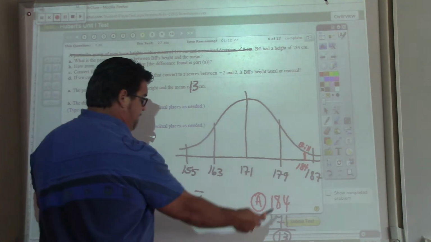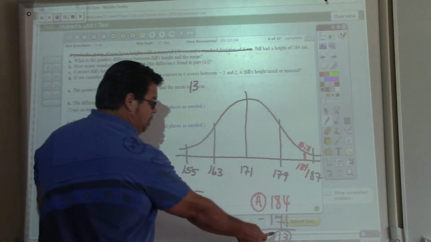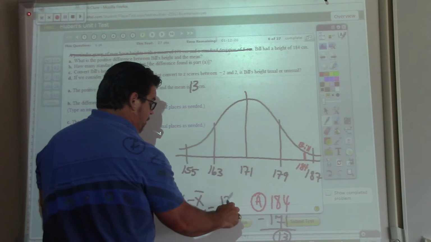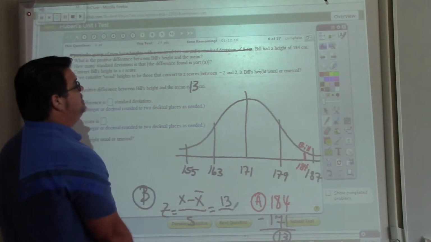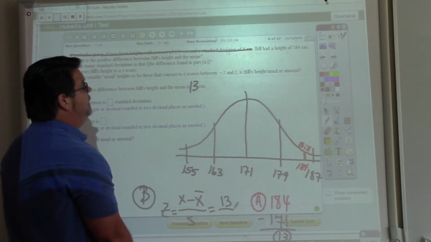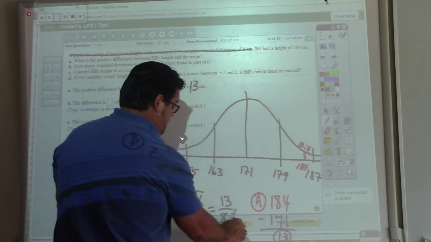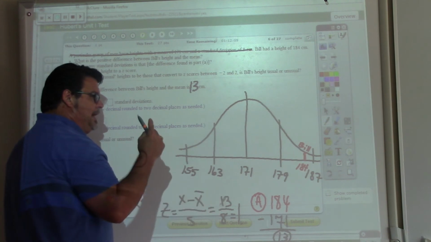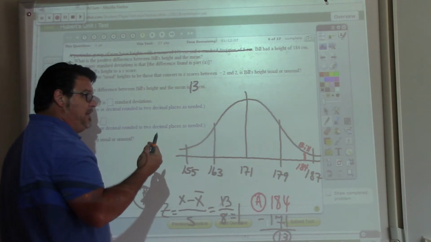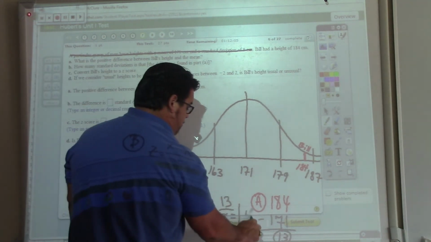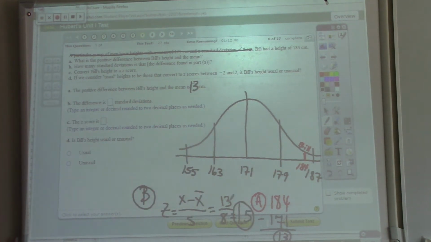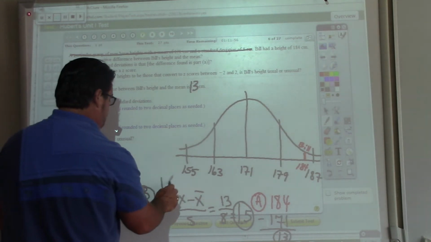So 184 minus 171 is what? 13. So the numerator is 13, over standard deviation, which is 8. 8 will go in there one time and leave 5, and 5/8 is about a half, so it's around 1.5, give or take a hundredth or two. What does it come out to be? 1.625.